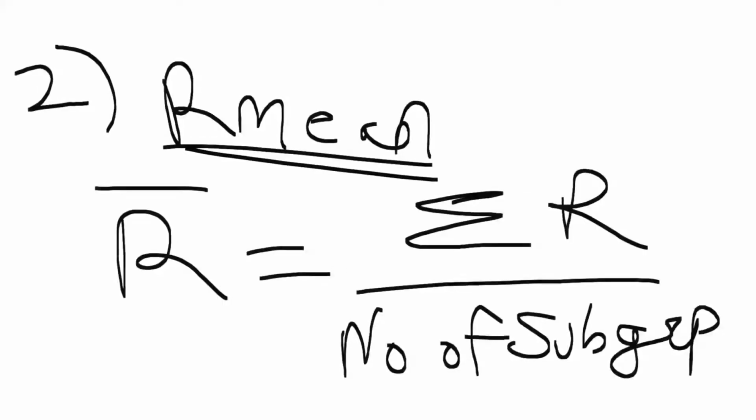Okay, first two things are done. First of all, we have decided the range with the help of the formula X max minus X min, and second of all, we have decided the R mean, which is, what is the formula for that? It is the summation of R divided by the number of subgroups.